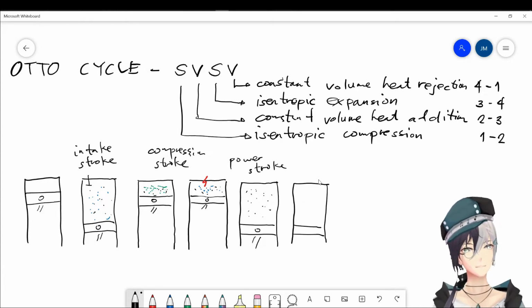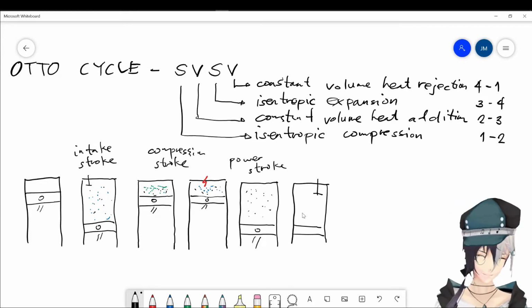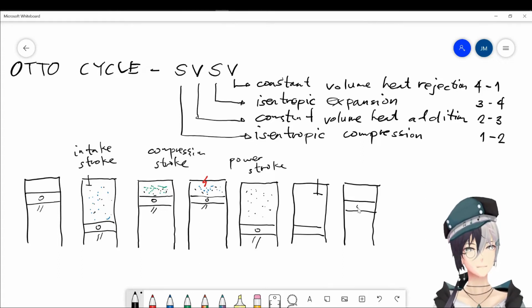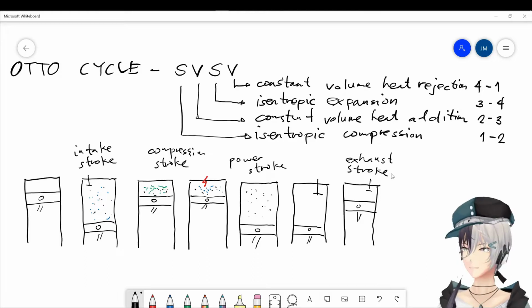The exhaust valve will suddenly open. What's the natural tendency of the flue gas? It will be released to its surrounding. That is where constant volume heat rejection occurs. And the piston will continuously move up, and so you now have your exhaust stroke.